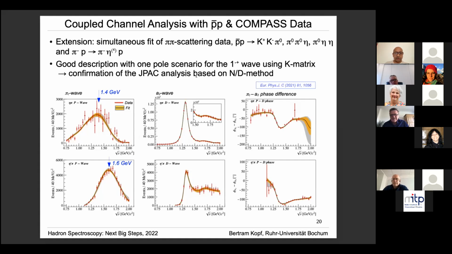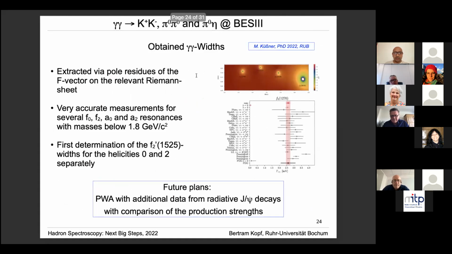Okay. So I just had a quick question on slide 24. Sorry, I missed, you said that this was presented earlier in the BEST talk. I probably missed it. So this determination of the different widths for the two helicities of the f2'(1525), could you explain that a little bit?